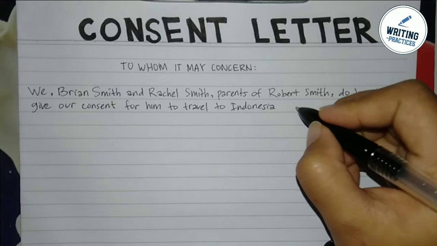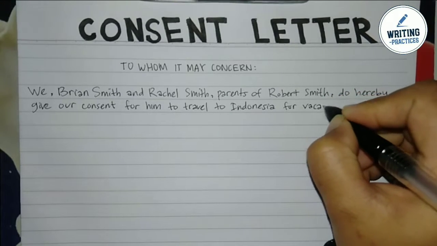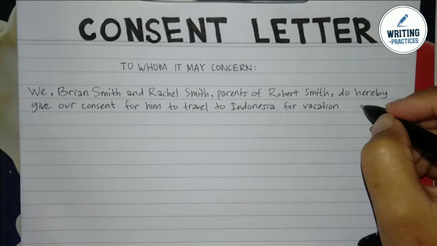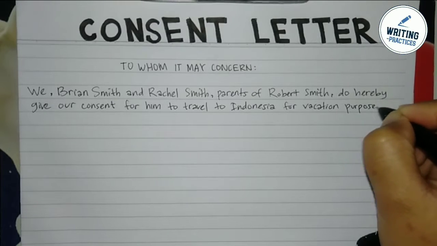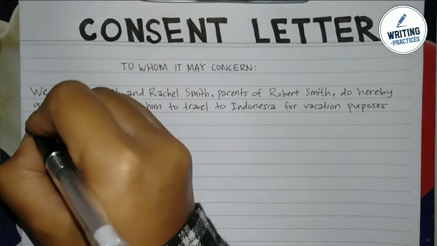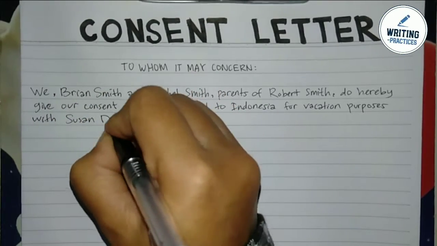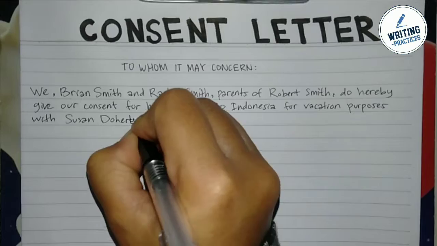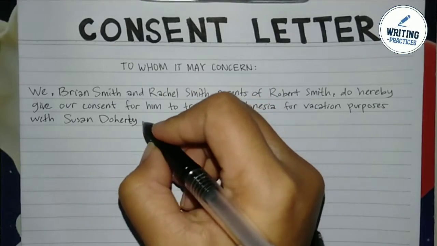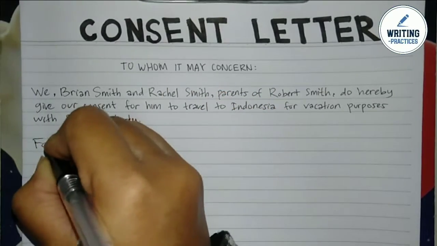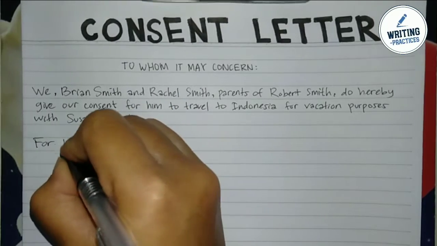Since it is about traveling, you must mention also the destination. In this case is Indonesia. And write what kind of visit, such as family visit, vacation, business, or something else. And since you don't come along with the child, write with whom the child goes travel with. In this example, the child travels with Susan Doherty.